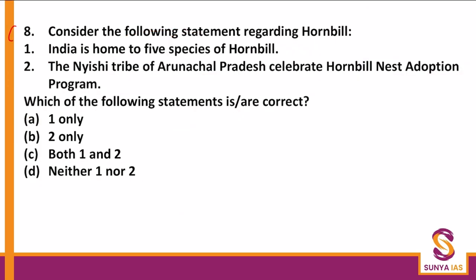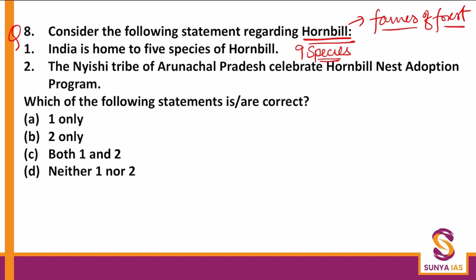Question number 8. Consider the following statements regarding hornbill. India is home to 5 species of hornbill. Okay, no class. India is home to 9 species of hornbill. Okay, hornbill is also called friends of the forest or farmers of the forest. They have a very long beak. They grow in tropical and subtropical areas.